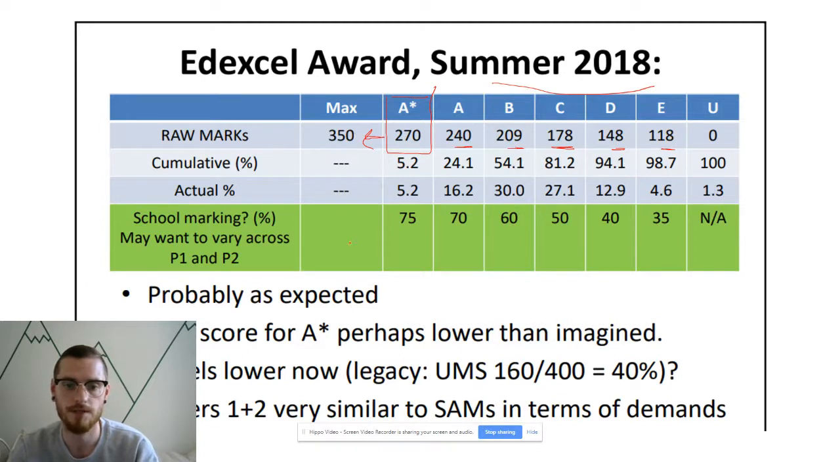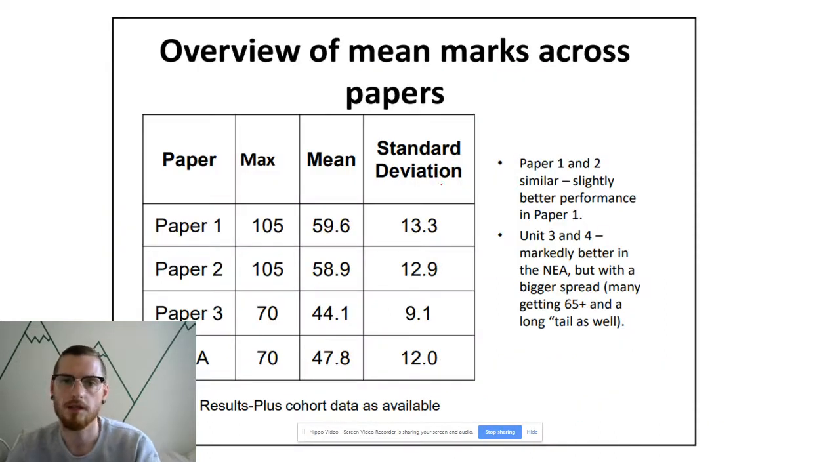Anything below this and you are coming out at a U grade. Just in terms of the previous specification, both the A star and the E grades are slightly lower. Now let's break this down for the 3 papers.